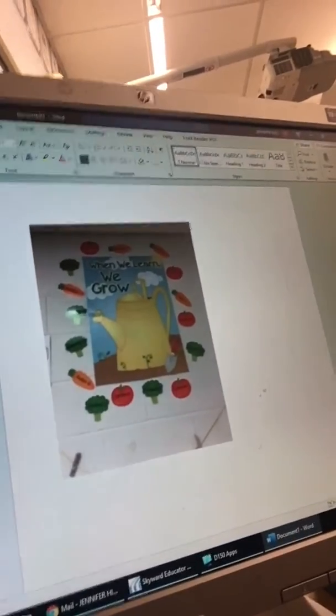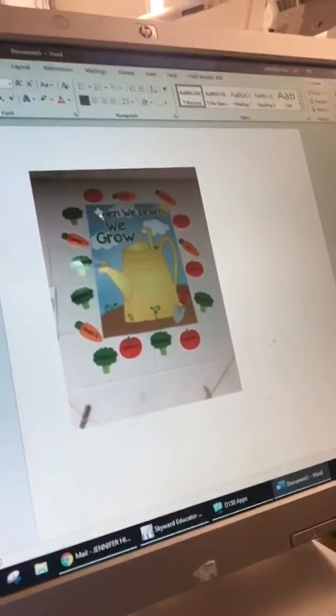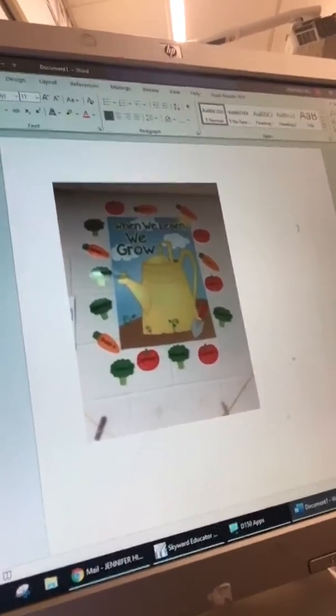And then finally, the last thing I wanted to show you was our little decor outside of our room, and it says, when we learn, we grow. And this is so important for you to remember. Please keep learning.